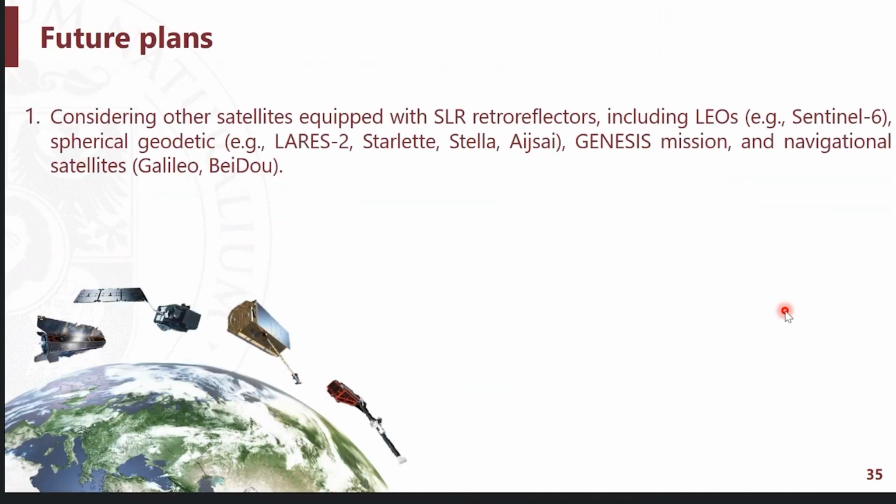Future plans, of course, include considering other satellites which are equipped with SLR retroreflectors, including new LEOs, for example, Sentinel-6, new spherical geodetic satellites, the recently launched LARES-2 satellite, also Stella, GFZ, or Starlette. We also hope that the Genesis mission will be successful, when we have all 4 techniques on board, and it will be great to work with this kind of mission, as well as with navigational constellations.